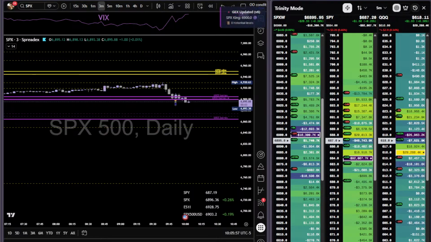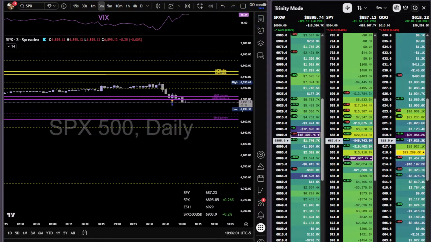I'm waiting for the bottom to fall out. Keeps hanging right here. I feel like tech wants to come down some more. But it's right in that magnet zone, I guess. Qs are right there between 616 and 619.